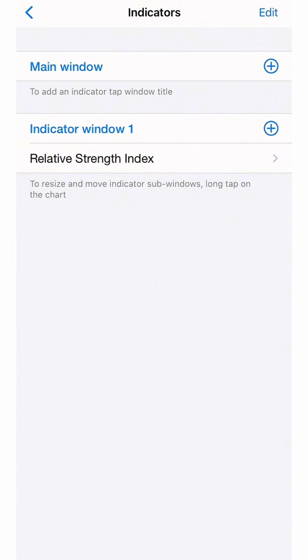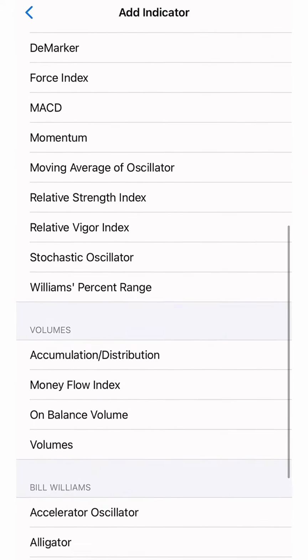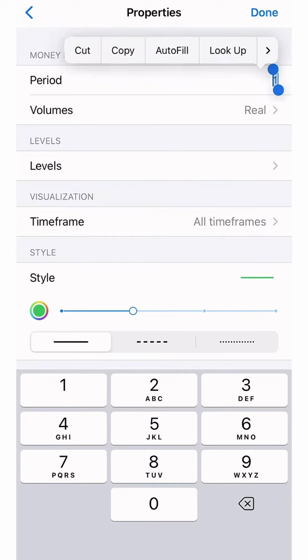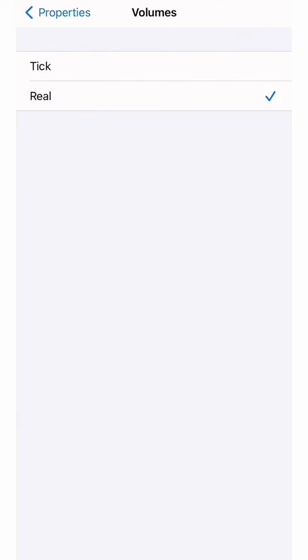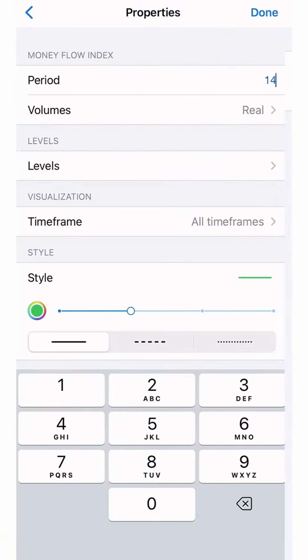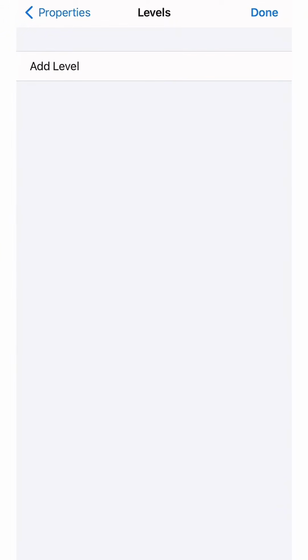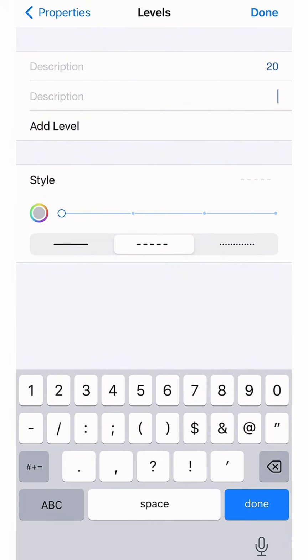So now what we're going to do is put on the MFI, which is the money flow index, on indicator window 1. I'm going to use the money flow index right here. I'm going to set the period to 14, period 14, while the volume is going to be tick. I'm going to put the volume to tick, not real, tick. Then the levels right here, I'm going to put on 20 and 80. Level 20 right here. Then I'm going to add levels again. I'm going to choose 80.